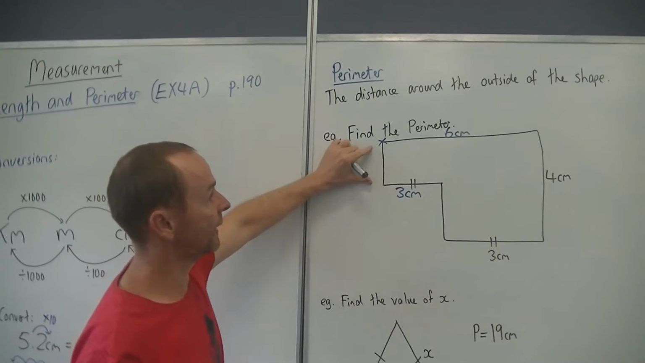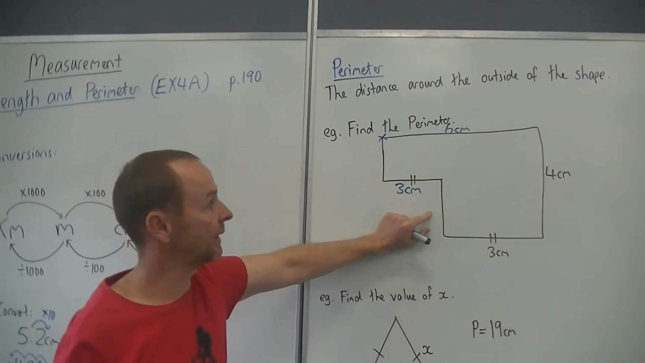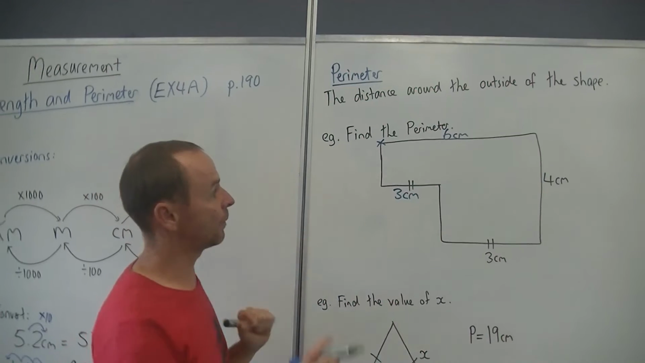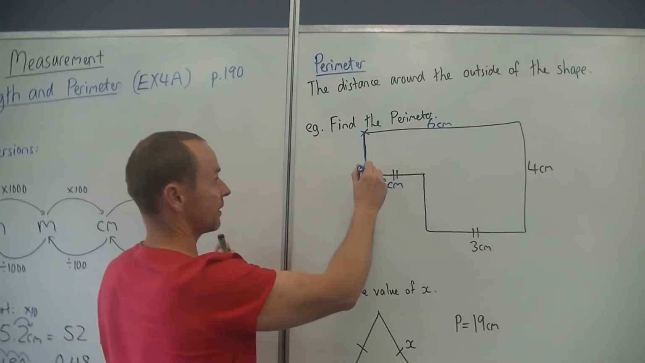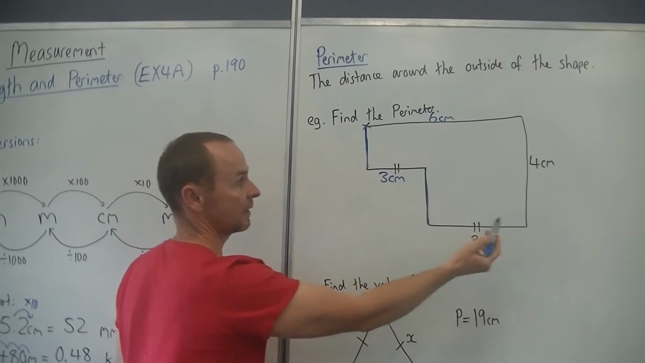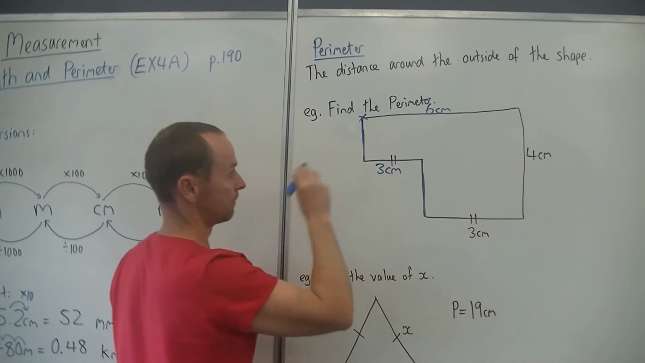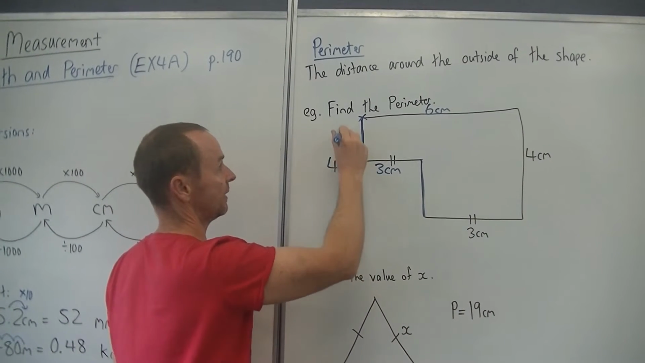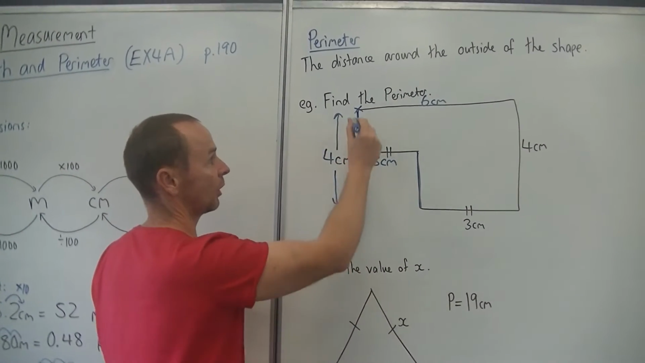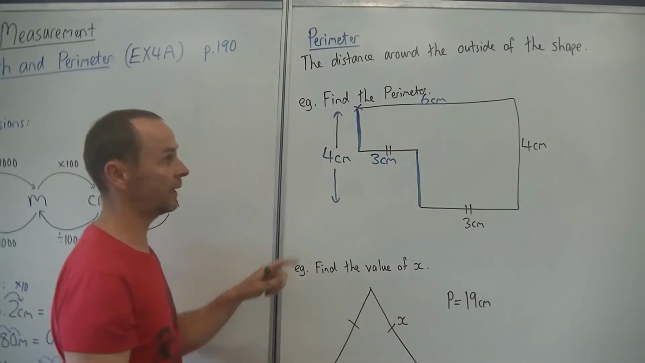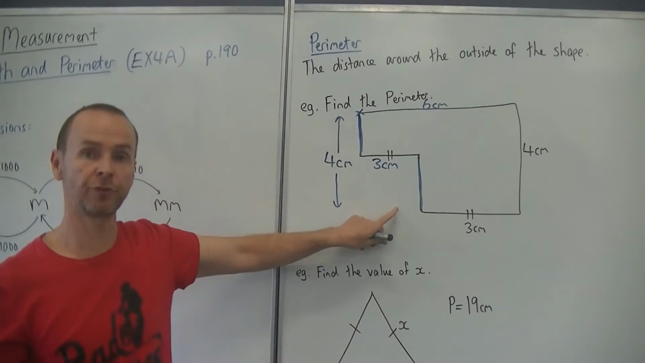Now, we don't know exactly what those two are. We can guess, but we don't know for sure. But what we do know is that that distance plus that distance is equal to 4 centimetres. So that distance is 4 centimetres. We don't need to know that one and that one individually, but we know together they make 4 centimetres.